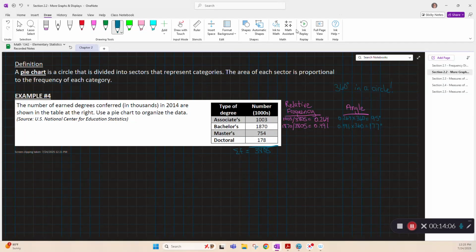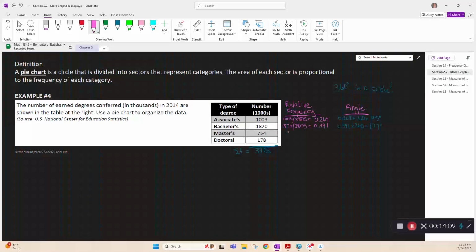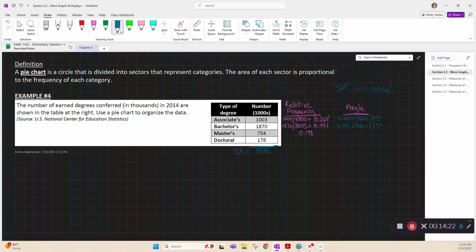And then you would keep going in the same manner for the rest of these categories. So 754 divided by 3805, just to save us some time, we get 0.198. And then for the angle, we multiply that by 360, and I get roughly 71 degrees. And then 178 divided by 3805 for doctoral degrees, you get 0.047, times 360, and we get roughly 17 degrees.